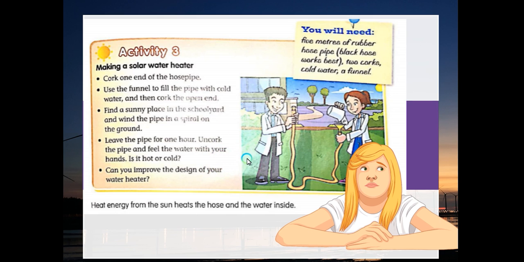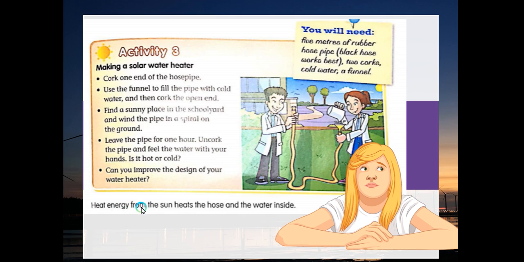And here is another activity too. It's fun when you can try it at home. Making a solar water heater. All you need is a rubber hose, then two corks, like a cover, a funnel, and water. So all you need to do is follow this instruction, and you see, is the water hot? You do it after some time. You check if it is hot or if it is cold.